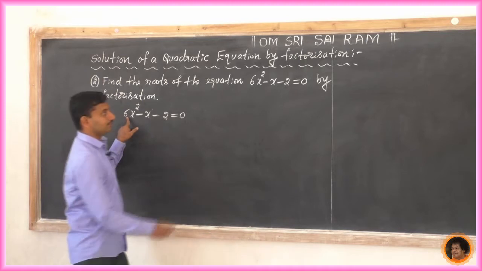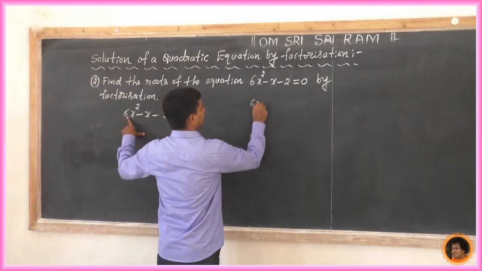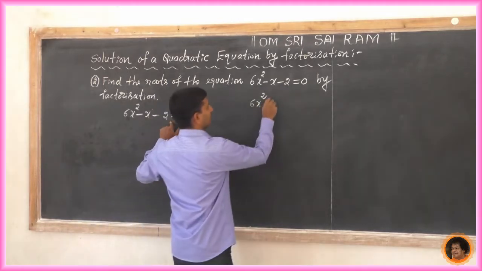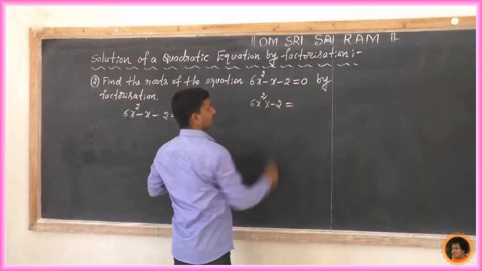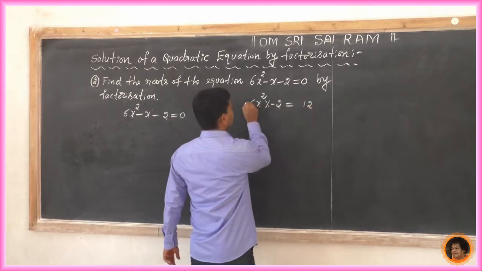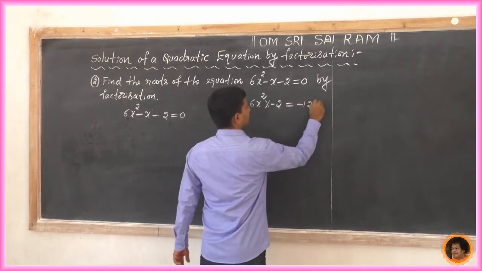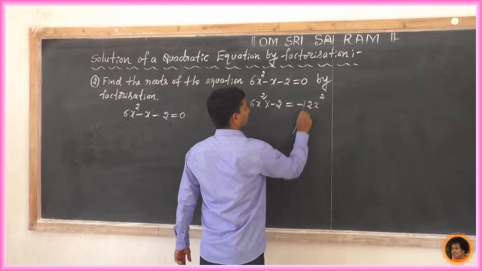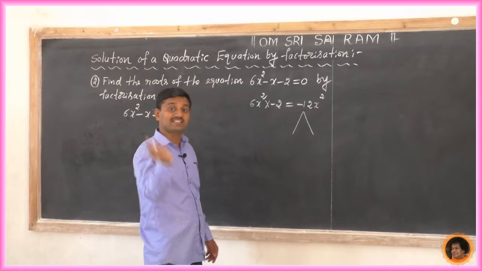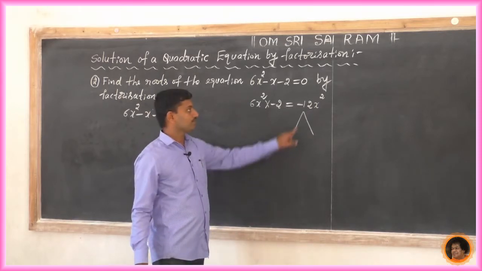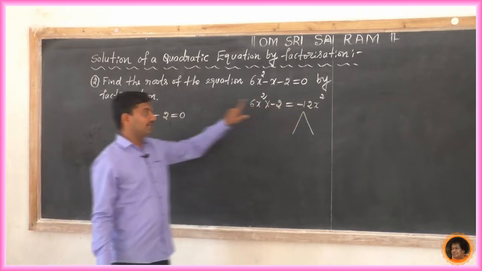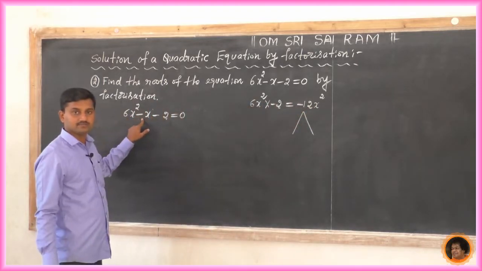So what is the first term? The first term is 6x². And the last term, along with the sign, is −2. So what is the product? 6 into 2 is 12, plus into minus is minus, so −12x². So this is the product. Now factorize the middle term, but the condition is that the product is −12x² and the sum is −x.